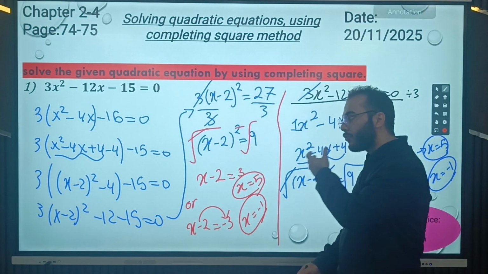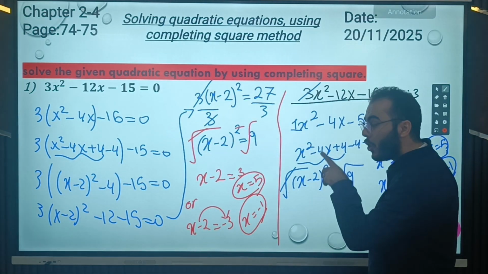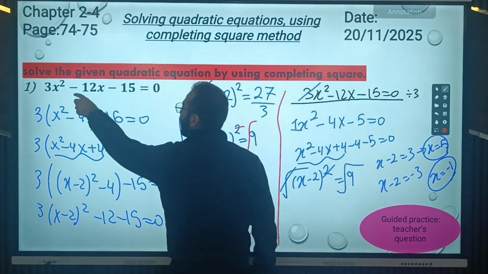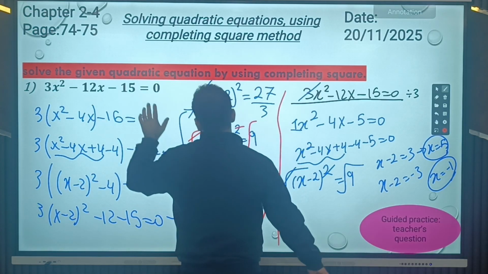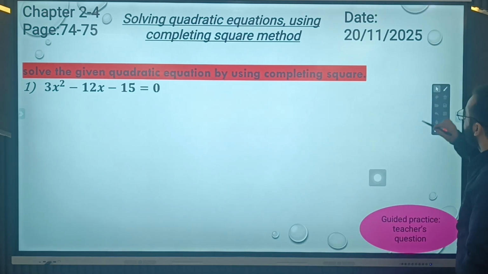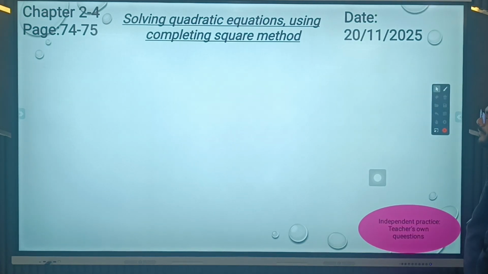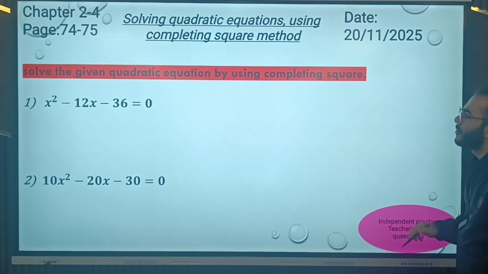So it's up to you which way you want to use. Either that one or that one. If all these terms were divisible by the coefficient of x², you can use that way. Otherwise, you have to use this way, which is completing the square. Okay. The next questions. Yes, we have two more questions here.